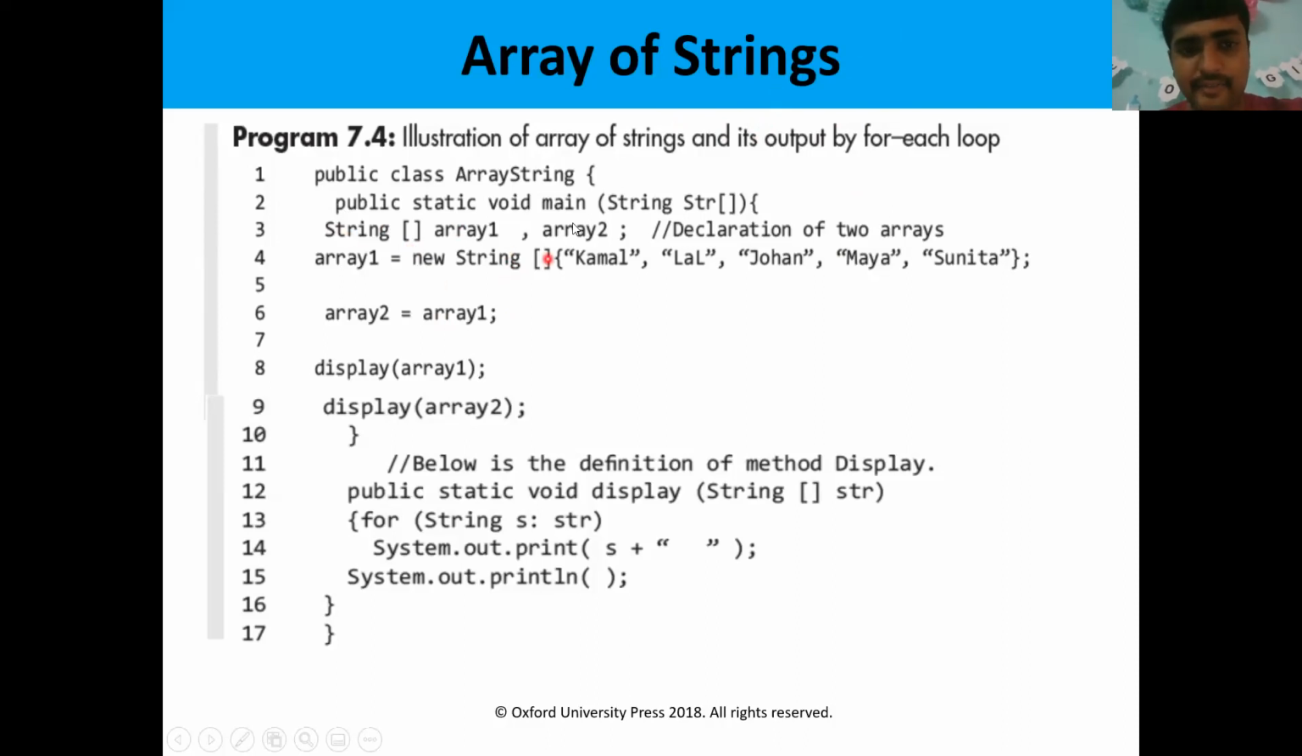We can declare the arrays of type string. We are declaring two arrays of type string. Array 1 is initialized with some values: Kamal, Lal, John, Maya, Sunita. So 5 strings are initialized to array 1. Then we are assigning the array 1 values to array 2. That means we are copying the array 1 elements to array 2. So simply we can use the assignment operator. Then we are displaying array 1 as well as array 2. For displaying any array, we can use the for each loop.